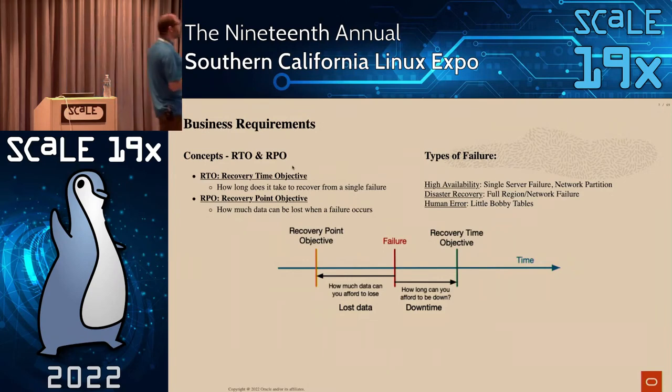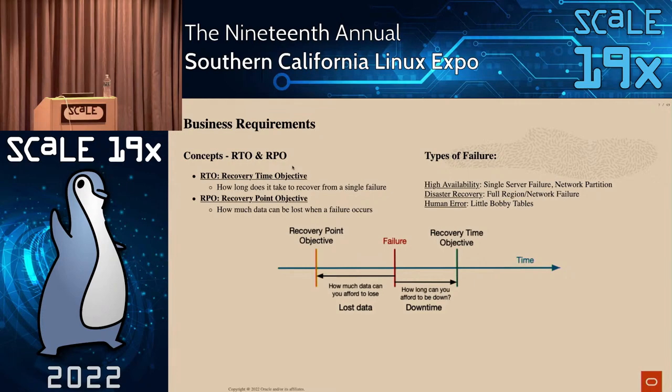Now, there's a couple of different types of failure, and to summarize, we have three, right? We have high availability, and that is within a single region or data center, or however you want to see it, a single server failing. So let's say we want high availability, so we want no data loss, RPO 0, when a single server fails or when a network partition happens, then yeah, that's high availability.